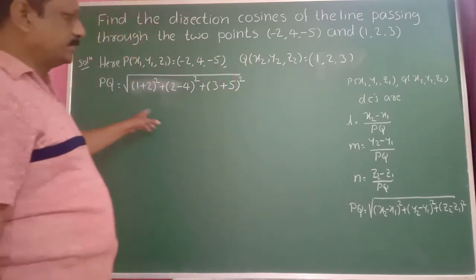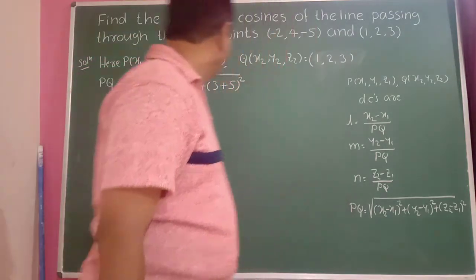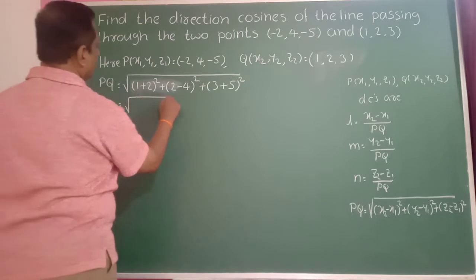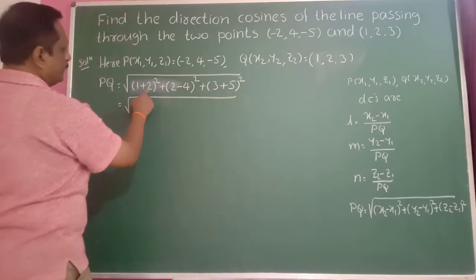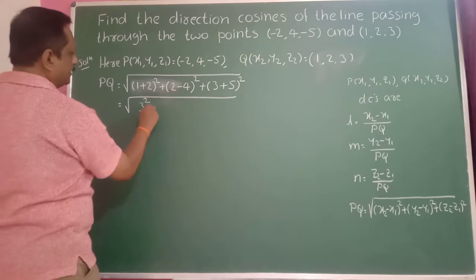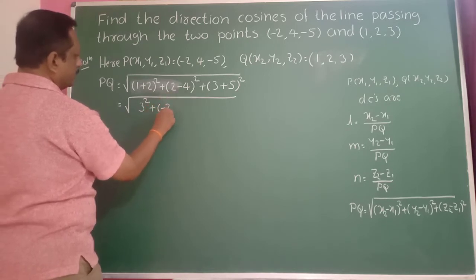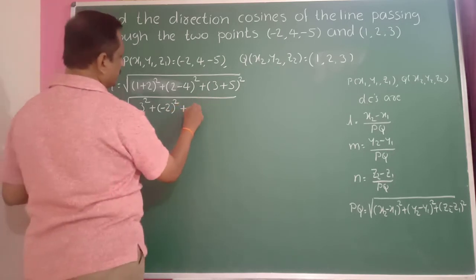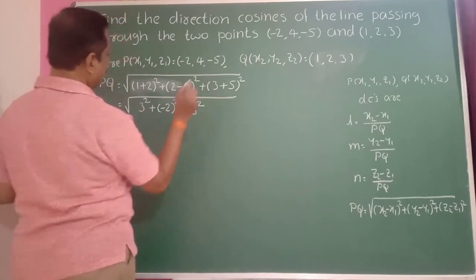You are using a distance formula, means this formula. Therefore this is equal to root of 2 plus 1 is 3, so 3 square, 2 minus 4 is minus 2, so minus 2 square, then plus 5 plus 3 is 8, so 8 square here.